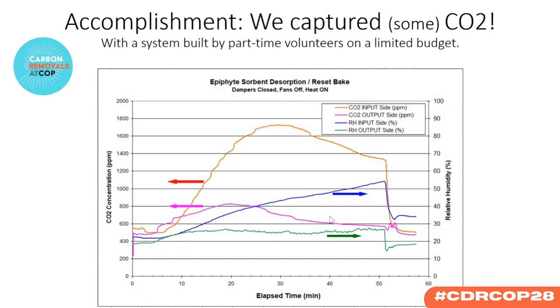Another thing to point out, since this is a zeolite that captures water in addition to CO2: the blue and green traces, which refer to the scale on the right, show the relative humidity. You can see we are releasing quite a bit of moisture into the system that had been captured. On the left, input side, the humidity rises from just over 20% to over 50%. But the thing to look at is the red and pink trace. It shows that we did capture some CO2, so we can say hello world with this particular sorbent.